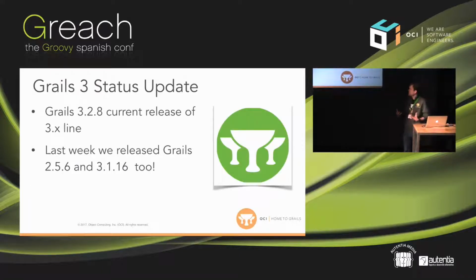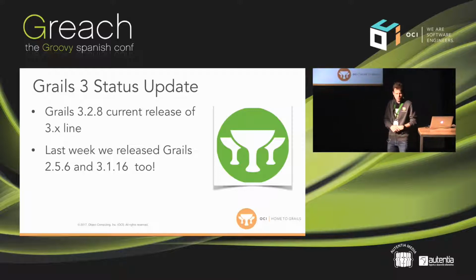But in terms of Grails 3, we've been hard at work on the 3.2 line. Grails 3.2.8 is the latest stable release, which we released last week. And we also did some patch releases last week. The venerable Grails 2 got a release with 2.5.6, and we did 3.1.16 as well. So we keep providing updates on that side.